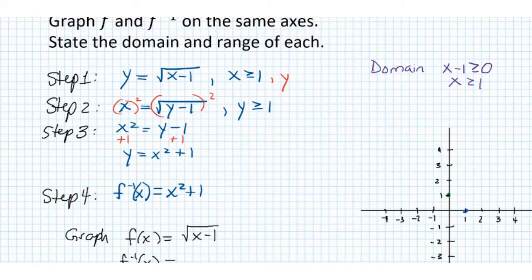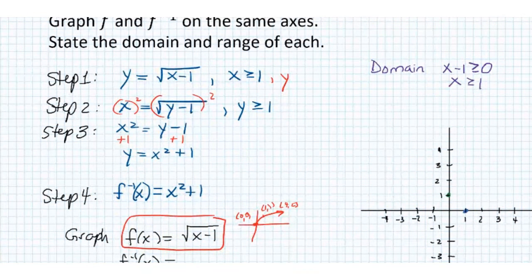Well, the next part of the problem is to graph these on the same axes. I'm going to go ahead and start by graphing our original function. f of x equals square root of x minus 1. So that's going to look exactly like square root of x. Remember what square root of x looks like. It looks like this. It goes through 0, 0, it goes through 1, 1, and it goes through 4, 2. It's going to look exactly like that, except shifted how? To the right. To the right one. Good.